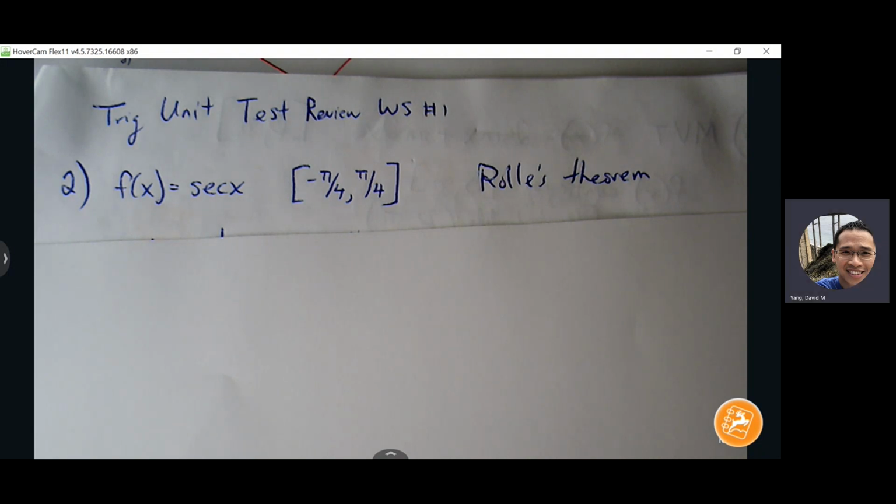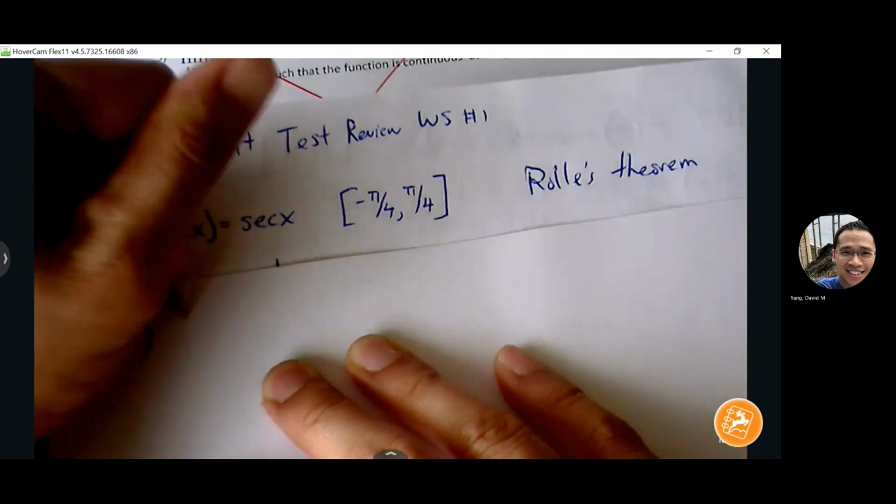Okay, but Rolle's theorem is specifically looking for slope 0. So it doesn't matter if it's a relative max or relative min, it just needs to be a slope 0. Okay, so let me copy this again.